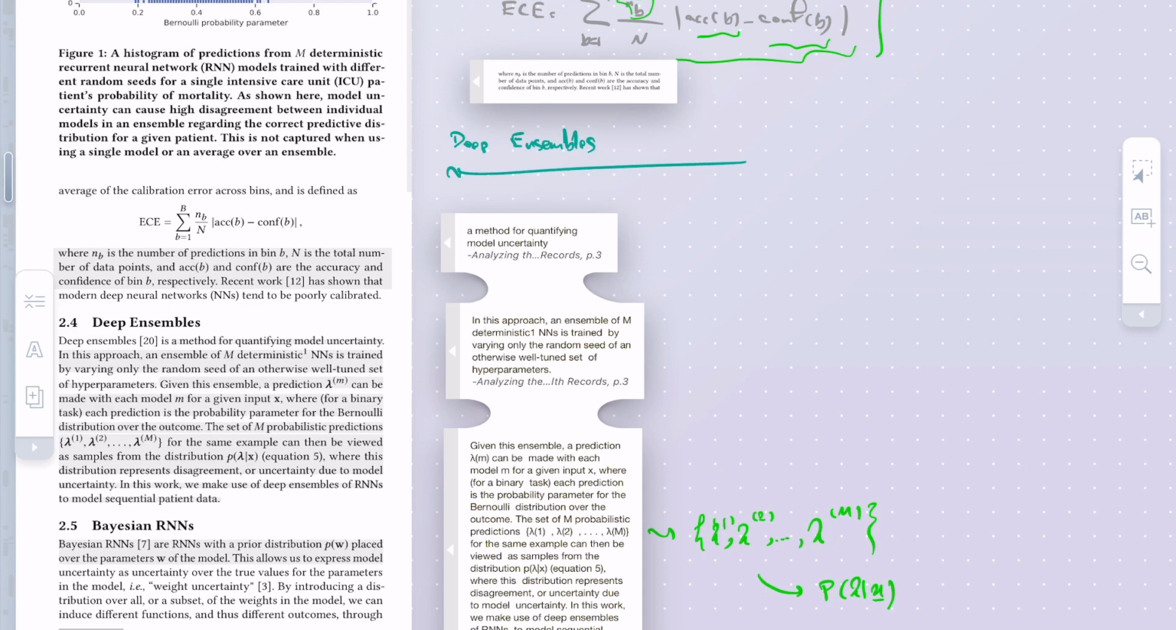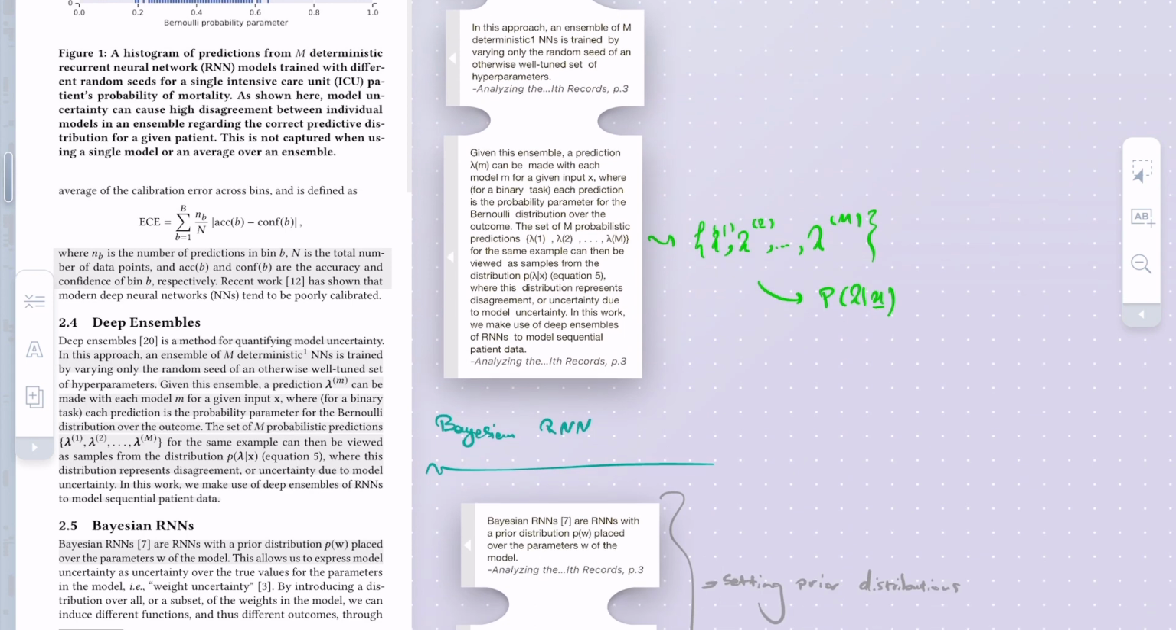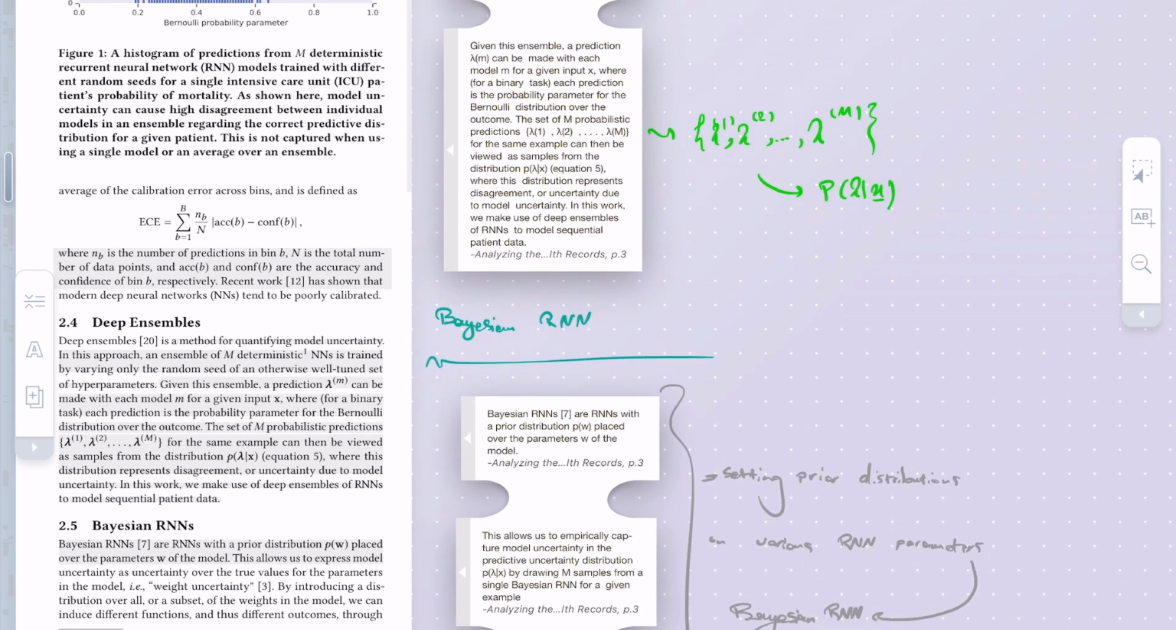And then they have also Bayesian RNNs. So what are Bayesian RNNs? We have RNNs with a prior distribution p(w) placed over the parameters. What this allows them to do is express model uncertainty as uncertainty over the true values of the parameters in the model. So we have weight uncertainty here.